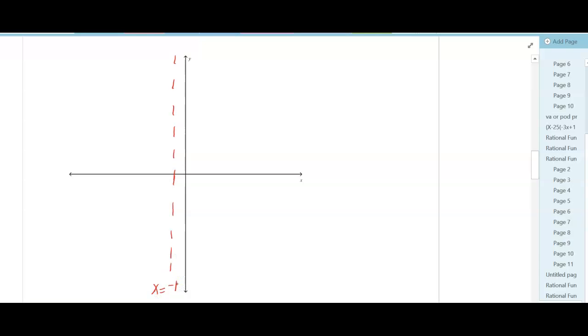The slant asymptote is 4x minus 1, so here's negative 1, and then we're going to go up 4, 1, 2, 3, 4 over 1. So I'm going to sketch that slant asymptote.